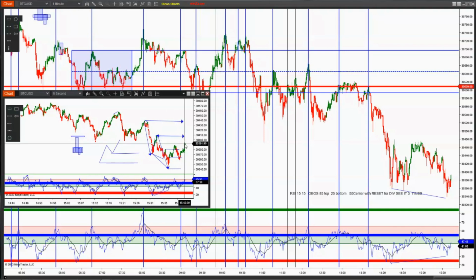So there's the break of that leg. They broke this one, didn't break that one. I've been doing this for many years, people.